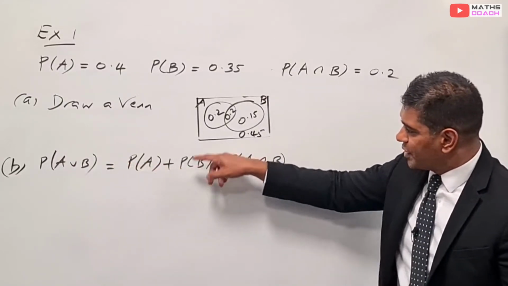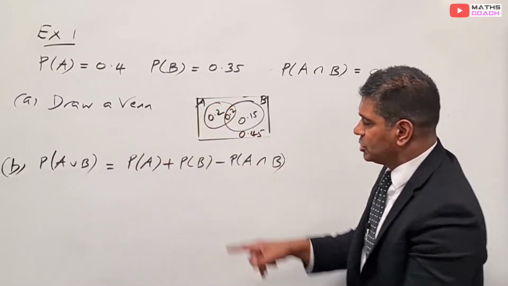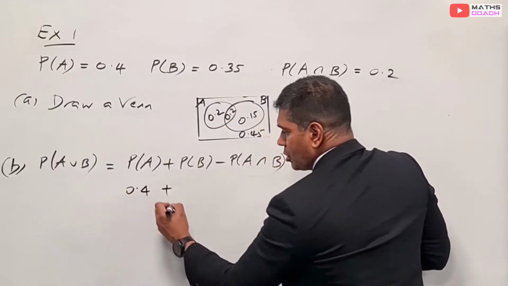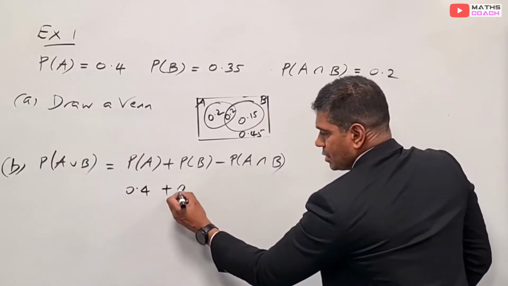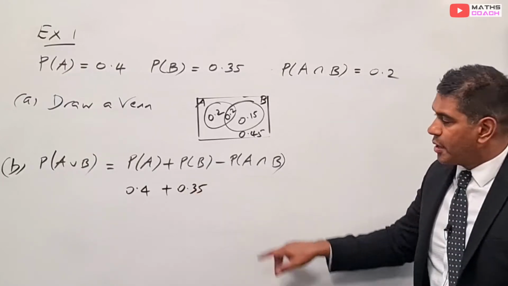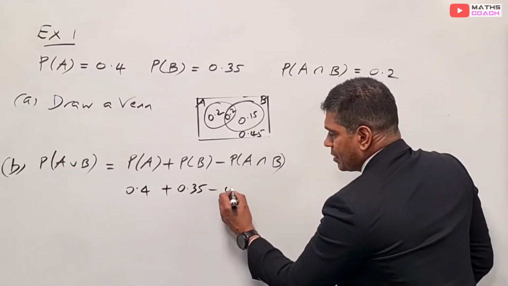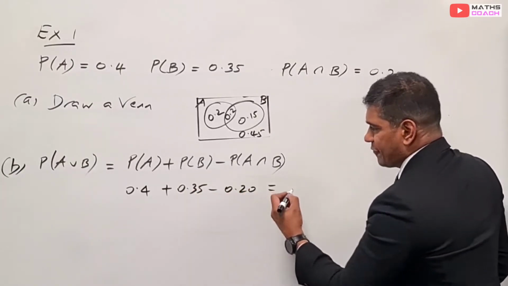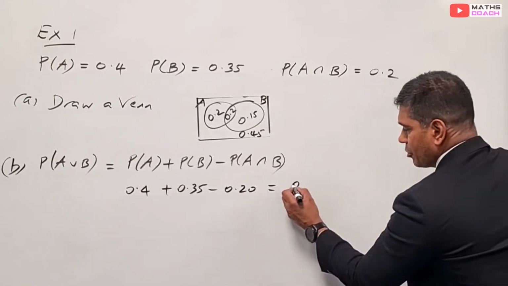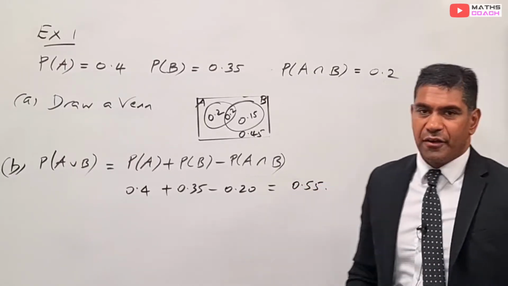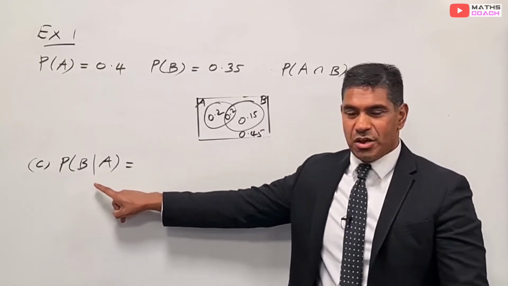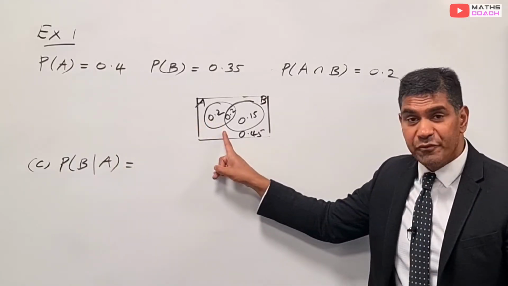Okay, so now we put this into place. So probability of A is 0.4. Probability of B, 0.35. And A and B is the overlap, minus 0.20. And if you work that out, you are going to get 0.55.